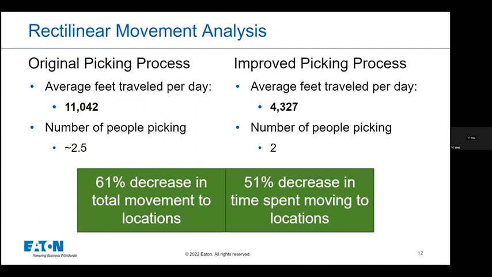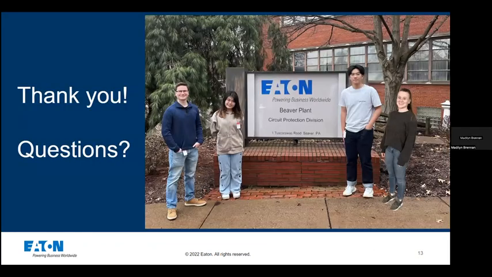And here's our rectilinear movement analysis. It is 4,327 average feet traveled per day for our new improved picking process. Compared to the previous one, we have a 61% decrease in total movement to locations and a 51% decrease in time spent moving to locations. Thank you very much for watching our video.